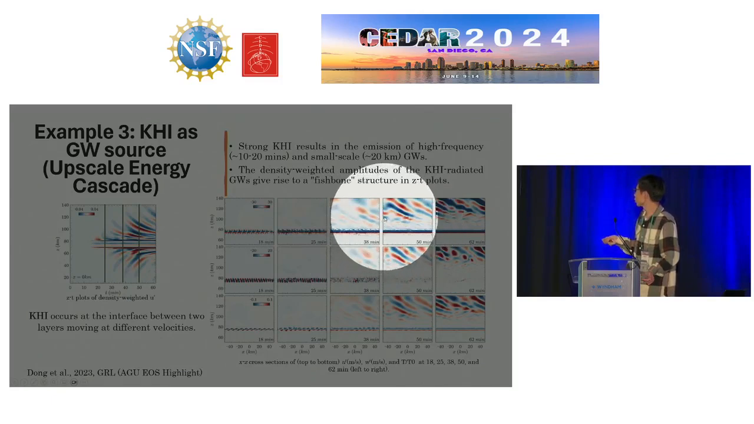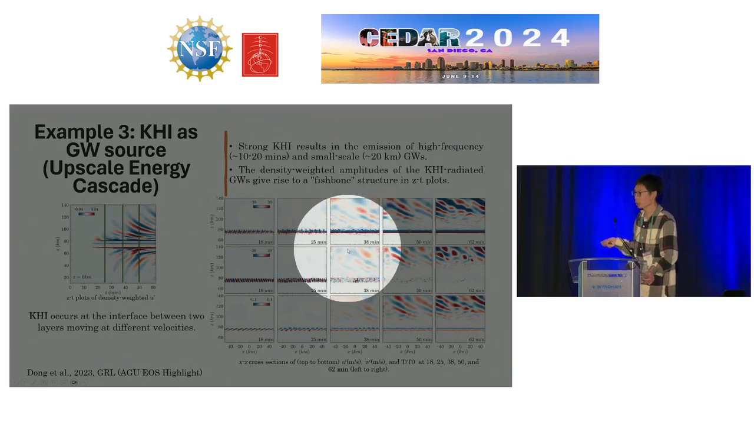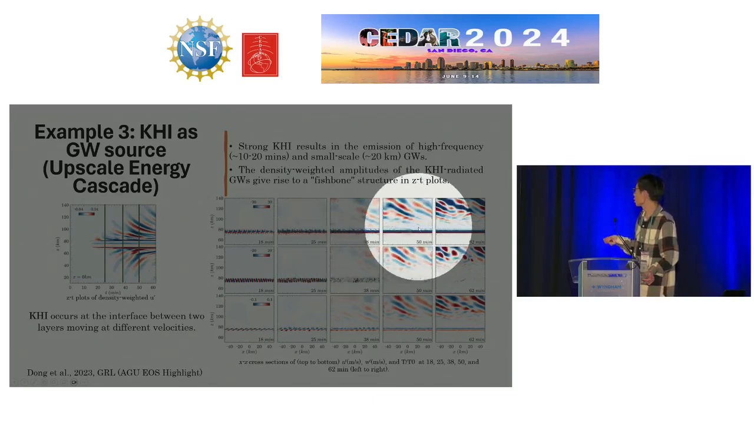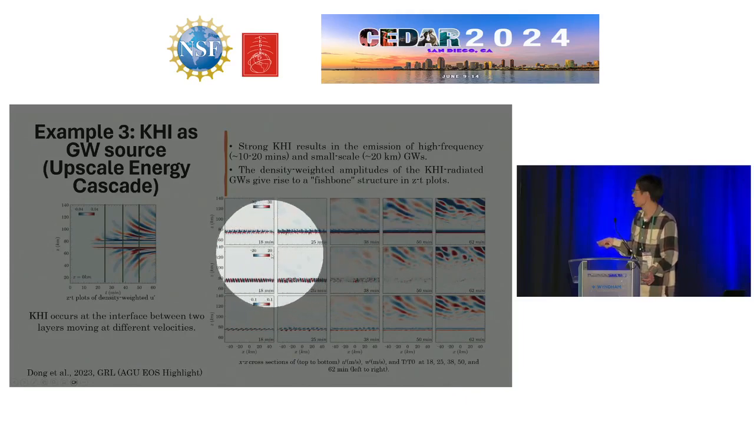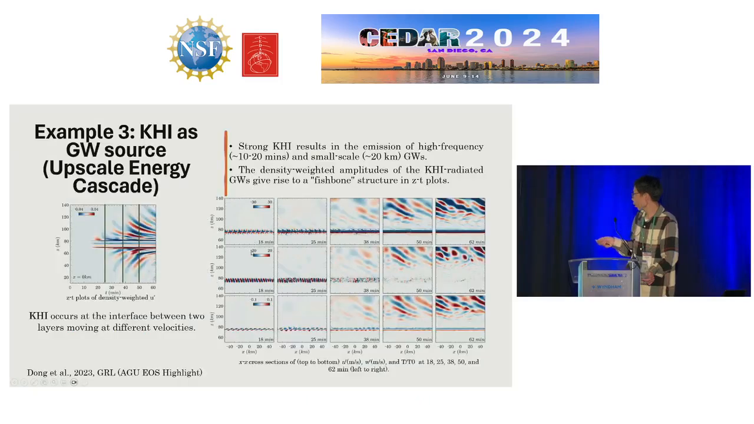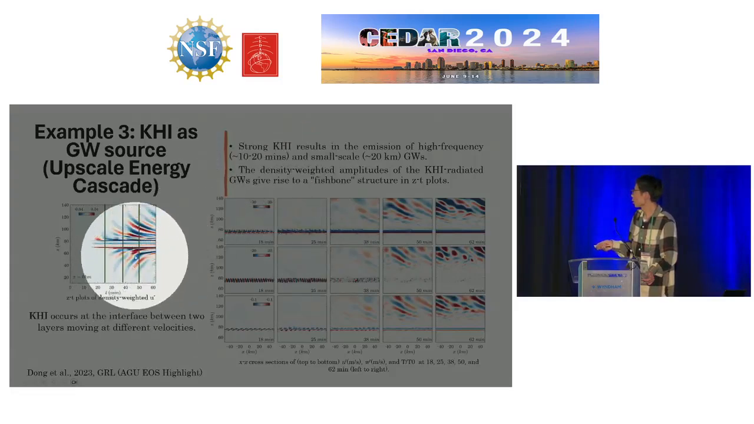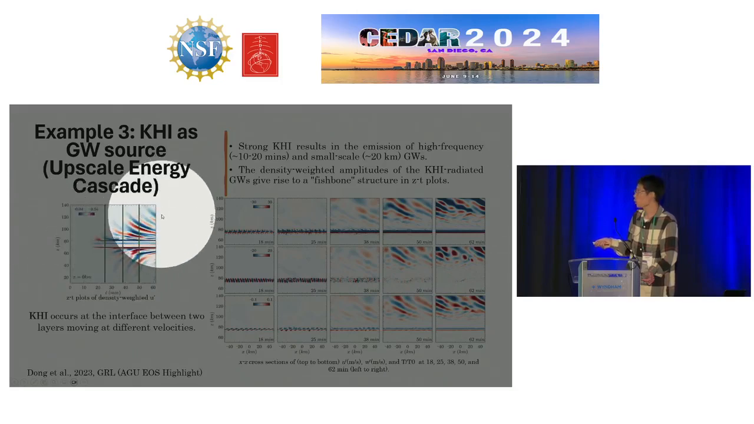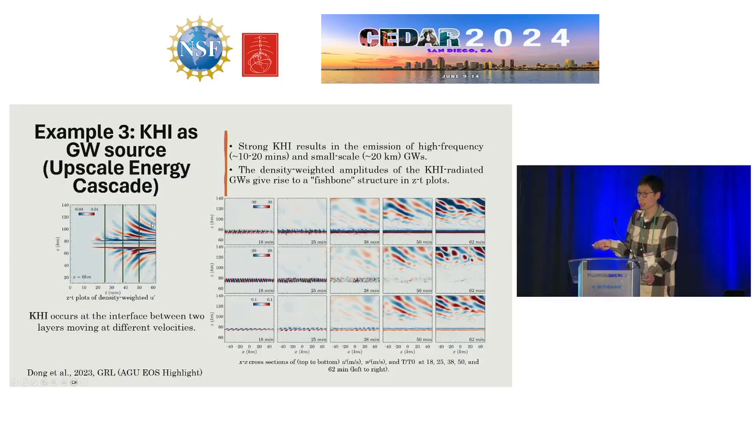They have periods from around 10 to 20 minutes, and their scale is around 20 kilometers. And we also explore the ZT plot of the density-weighted horizontal wind. For example, this is the structure. You can see there is a fishbone structure. It means KHI can generate both upward and downward propagating gravity waves. So we want to use this case to say that KHI can transfer energy upward to gravity waves.